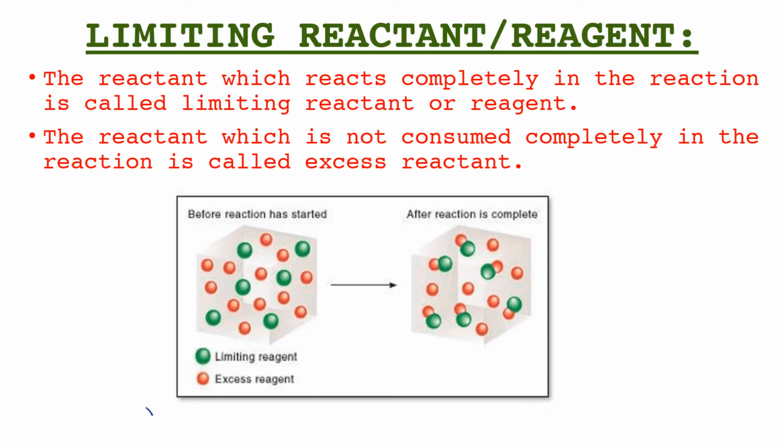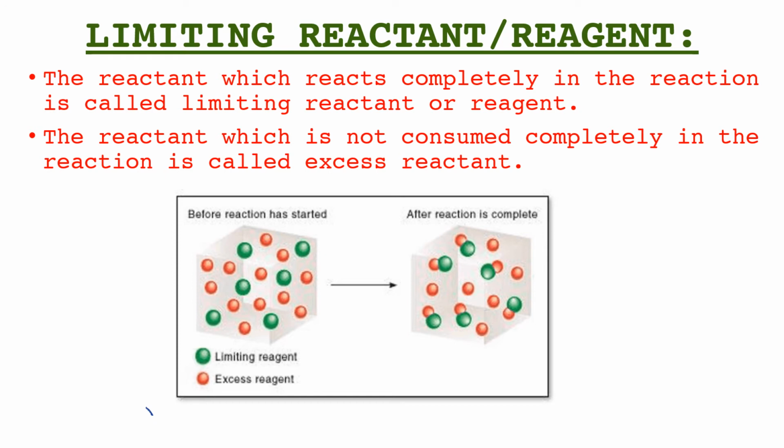Now another topic is there, that is limiting reactant or reagent. The reactant which reacts completely in the reaction is called the limiting reactant or reagent. In other words, one of the reactants is present in larger amount than the other as required according to the balanced equation. When we write and balance any equation, one of the reactants is present in larger amount and another one is present in lesser amount.